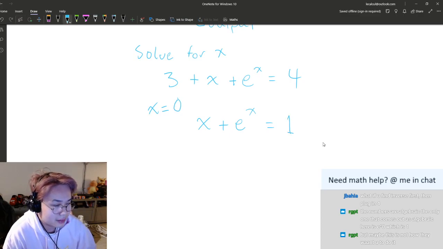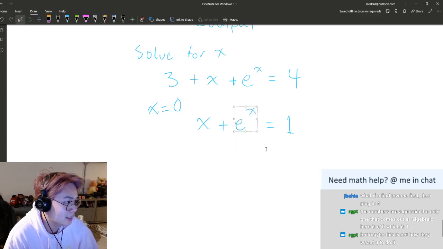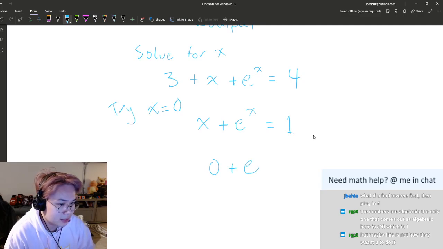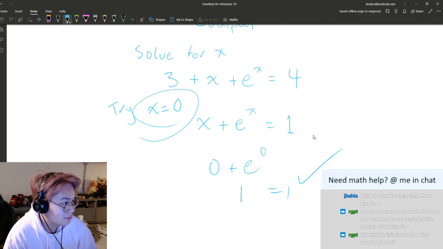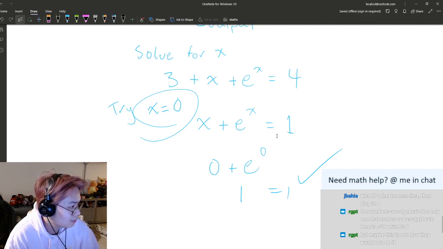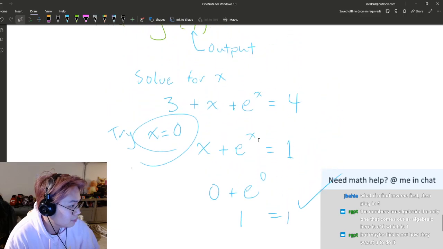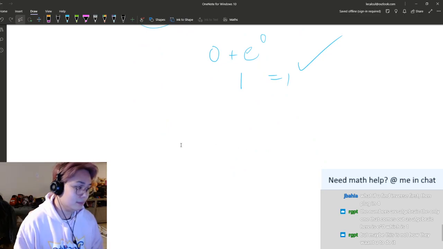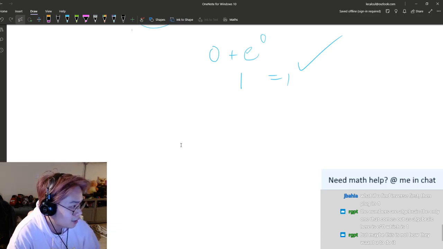Okay, let's just try 0, because even e to the power of 1 is not going to result in a whole number. So you get 0 plus e to the power of 0, and we know that e to the power of 0 is 1. So then you get 1 equals 1, which works out. So essentially, that's your answer. Tricky, but you just gotta look at it. But maybe this is not how they want you to do it.